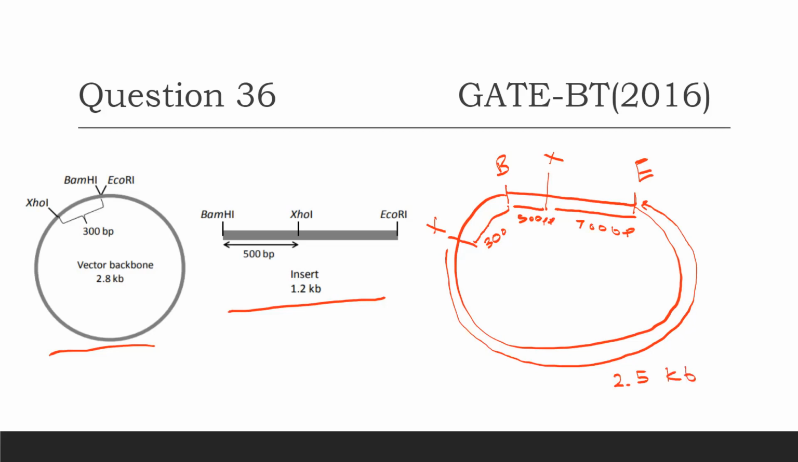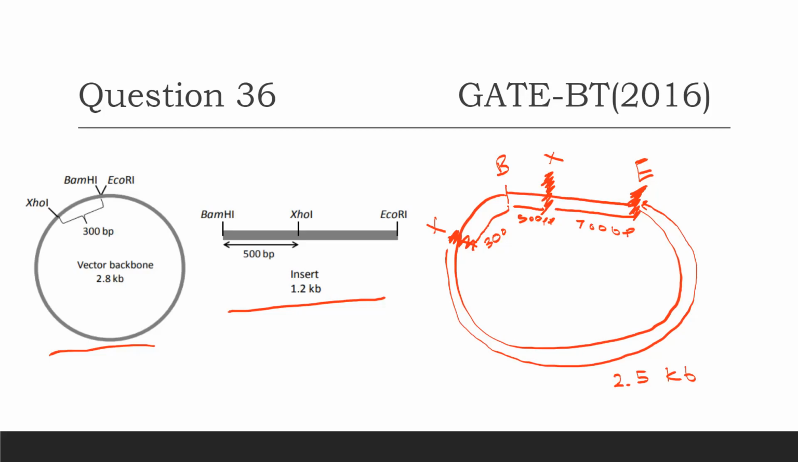So if you digest this recombinant DNA with EcoRI and ZO1, you will get three cuts. One will be here at the EcoRI site and two at the ZO1 sites, one in the vector itself and one in the gene of interest. So you end up with three fragments.